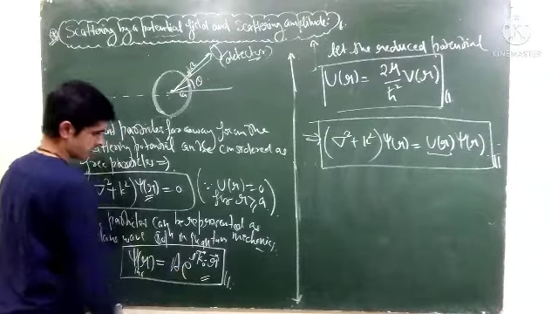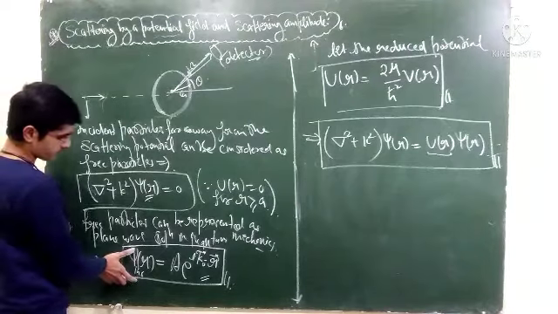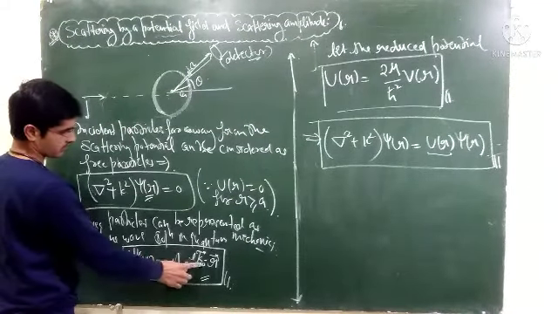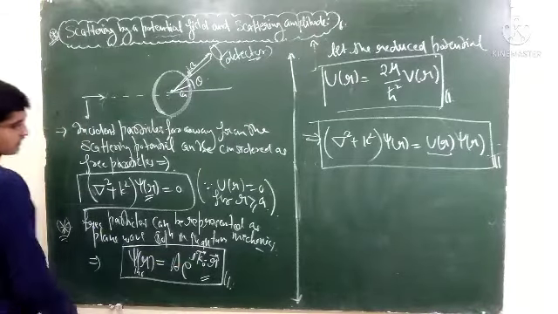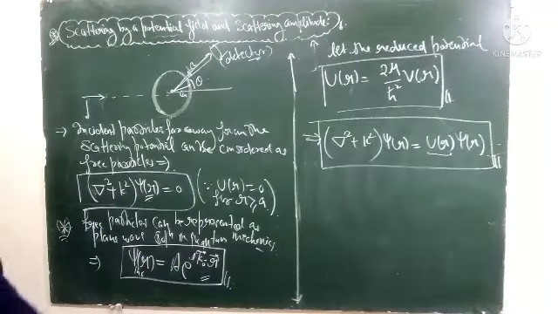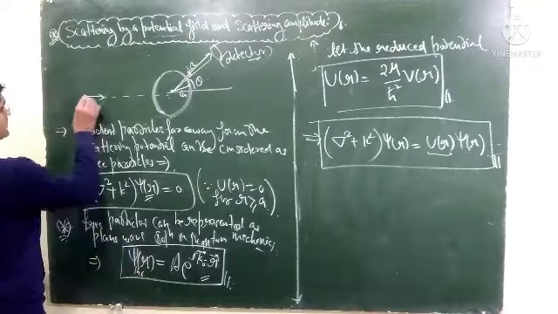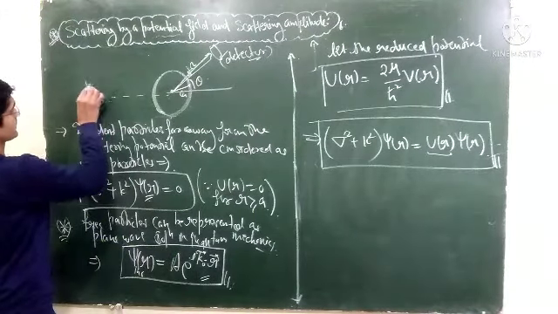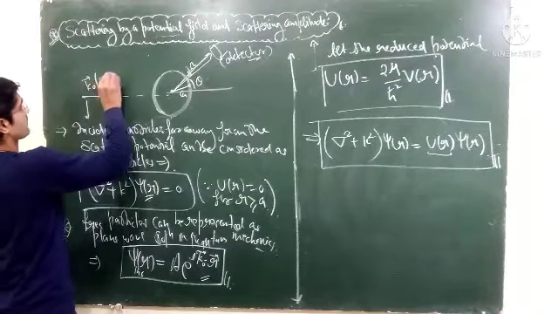You must have studied that in your first or second unit. The plane wave is just some normalization factor into exponential of i k naught dot r vector, where k naught is the wave vector in this incident direction. So it is the wave vector.